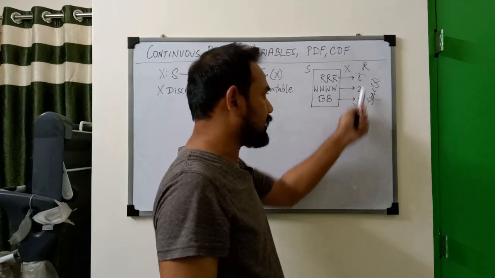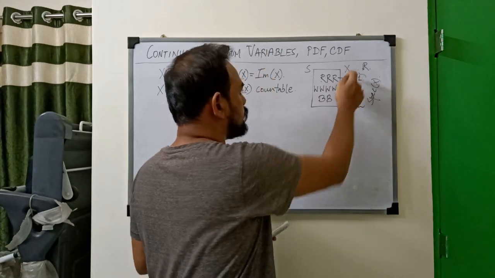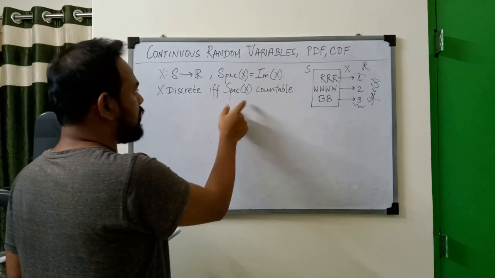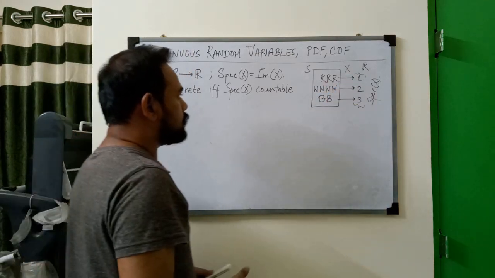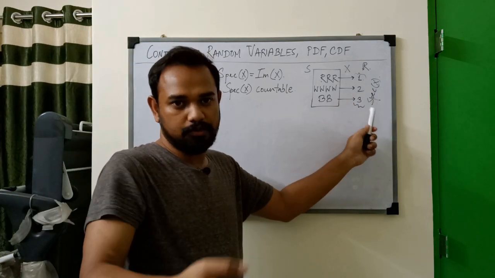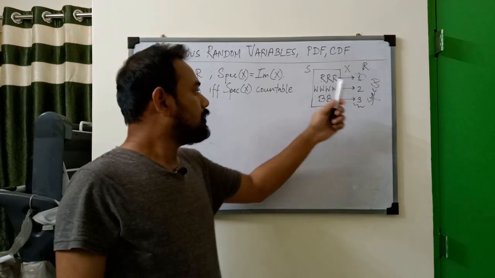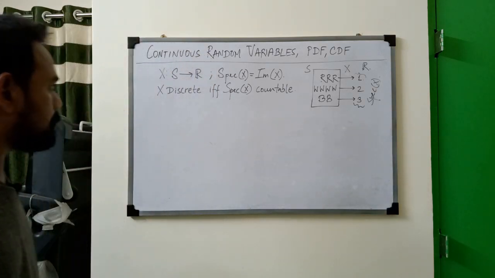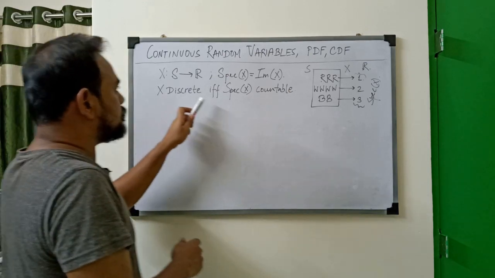In this case, because 1, 2, 3 is a countable set, this X that we dealt with the last time was a discrete random variable. X is discrete if the spectrum of X, or the image set of X, is a countable set. Just to remind you again, countable doesn't always mean finite. If it's finite, it will be countable because you can count up to a finite number. But even infinite sets can be countable, for example natural numbers, integers, rational numbers. These are all countable sets. So that's the discrete random variable we learned.